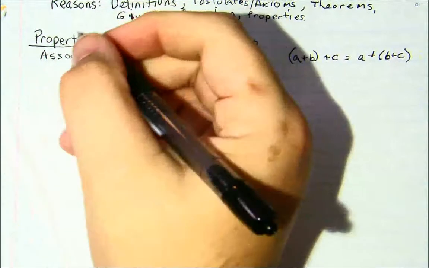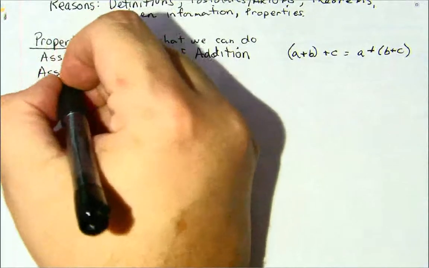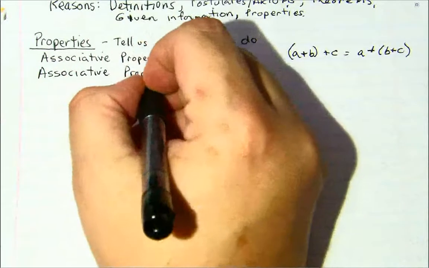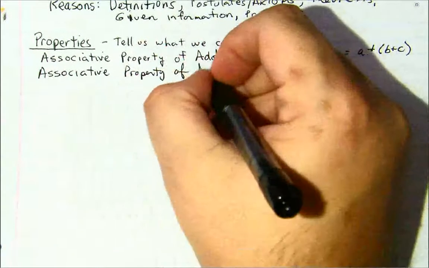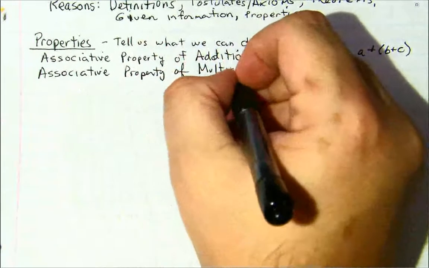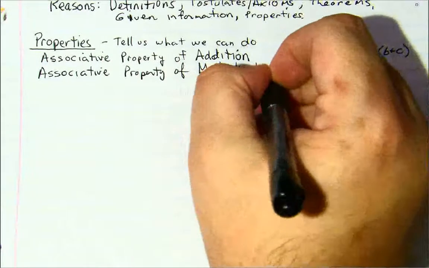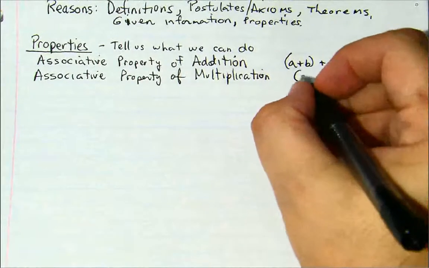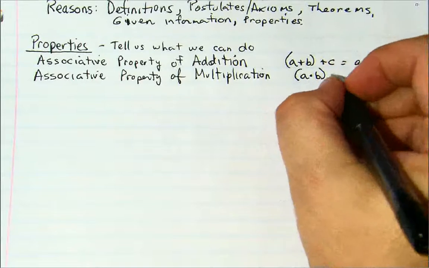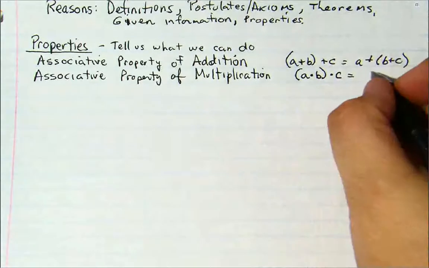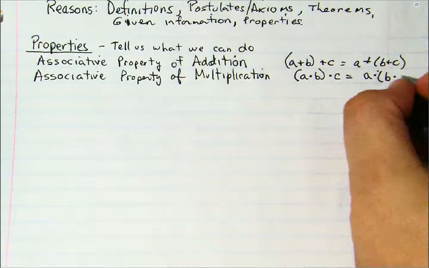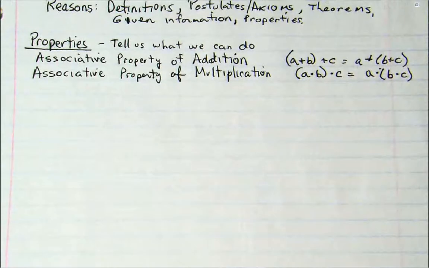There's also an associative property of multiplication. If I take A times B and then multiply it by C, I can change it to A times B times C. Now, when would you want to do this?